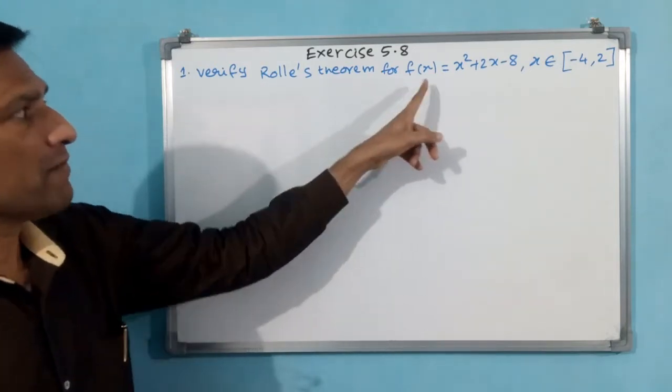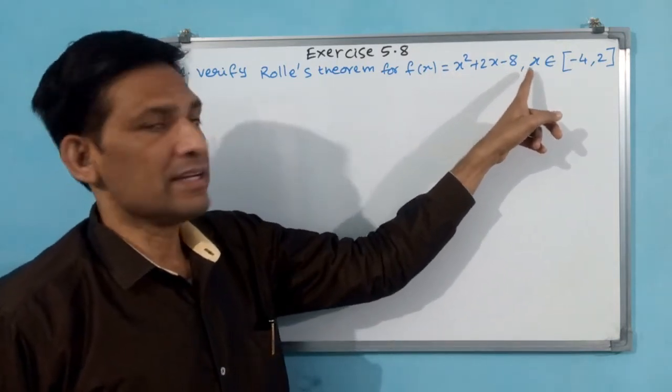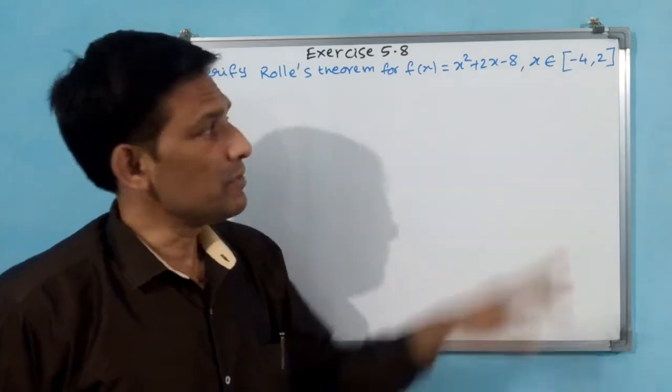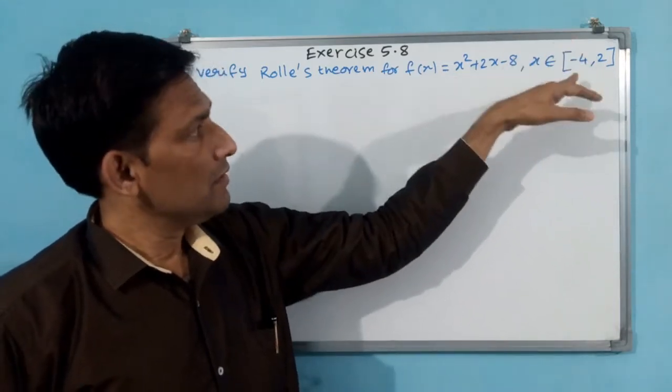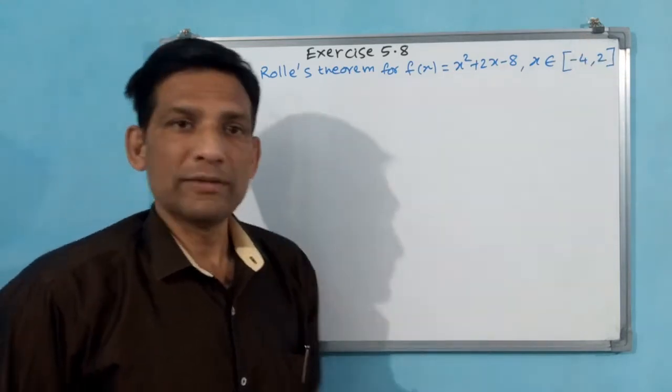Verify Rolle's theorem for the function f of x is equal to x square plus 2x minus 8, where x belongs to the closed interval minus 4 to 2. That means this function is applicable at minus 4 also and 2 also. Okay.